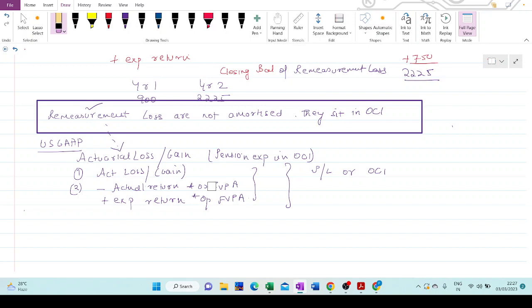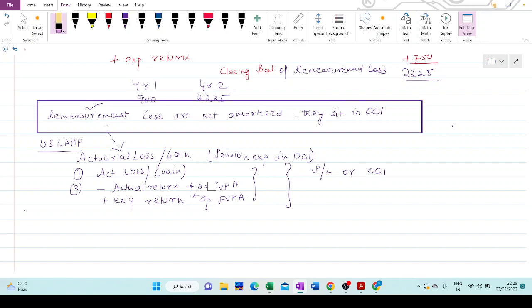Okay. Now, guys, I said that these expenses are amortized in the income statement under the so-called corridor approach, right? So now we'll discuss what the corridor approach is, right? So let's discuss that.